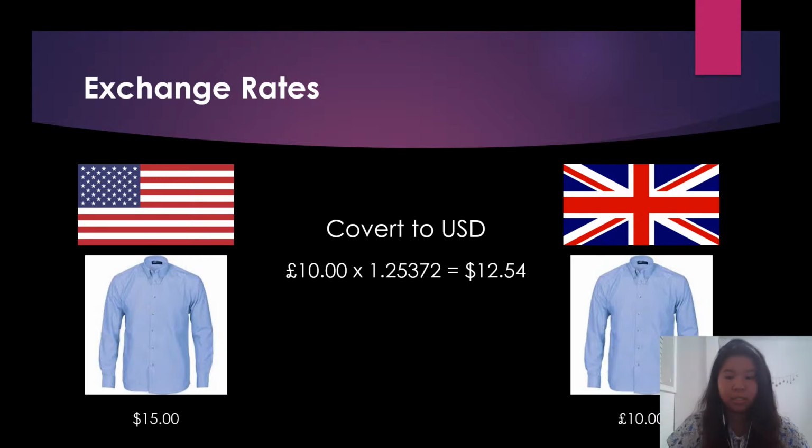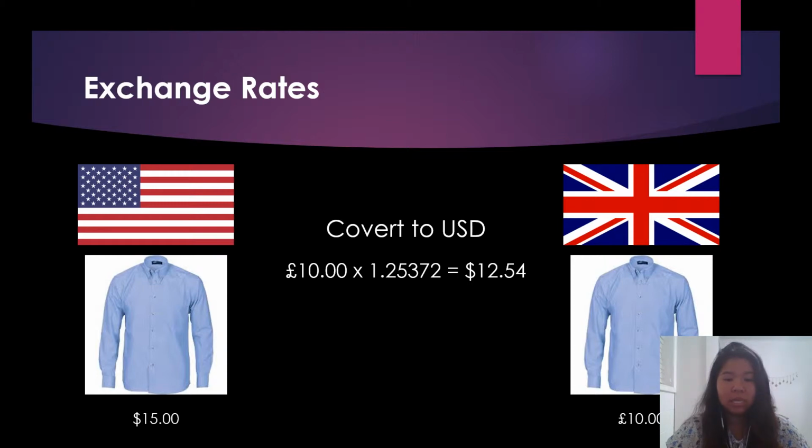Now we're going to use an example that shows how to use the exchange rates. So for the example, we're going to talk about dress shirts that are available for sale in the United States as well as in Great Britain. Now you can see that in the United States the dress shirt costs $15 and in Great Britain the same dress shirt costs 10 pounds. So we're going to convert this to dollars so that we understand which one costs more than the other.